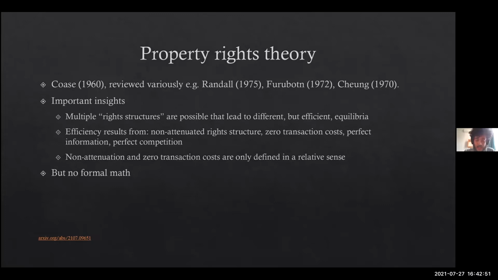So property rights theorists have contributed various important insights into the field, like the existence of rights structures, and that there is no economic consideration that distinguishes between two efficient right structures, as long as those right structures are non-attenuated, as they call it, which basically means that the right structure is enforced and not violated. But there are no formal definitions, no formal theorems, no formal framework in which theorems can be proved about equilibria in such an economy, and so on in the field.